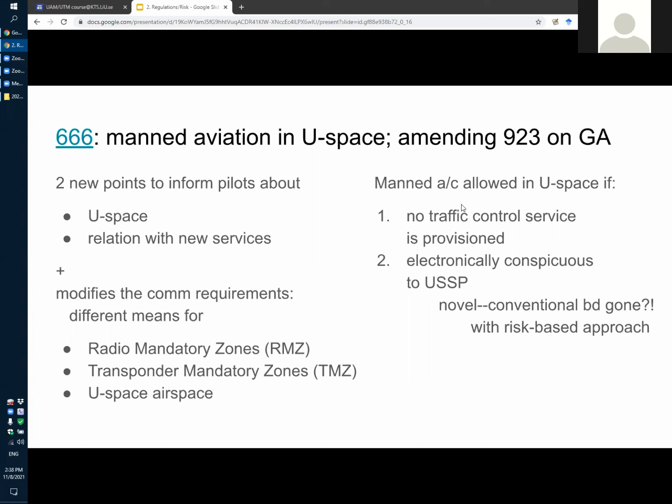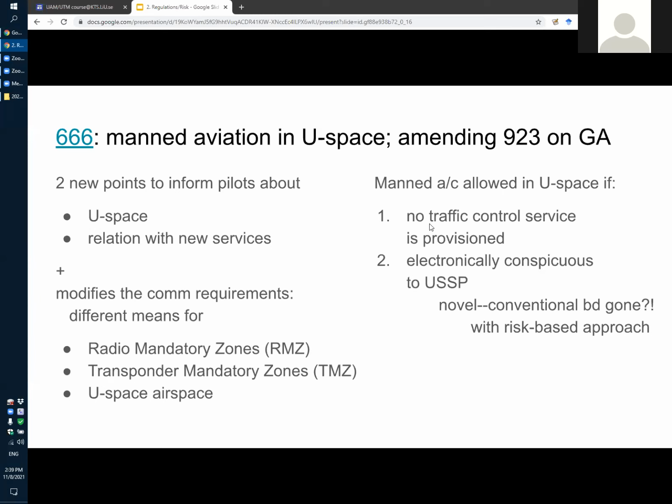And manned aircraft are actually allowed in U-Space. I wouldn't say that what's in this regulation is the complete and final answer to all questions on how manned aviation should integrate with unmanned.